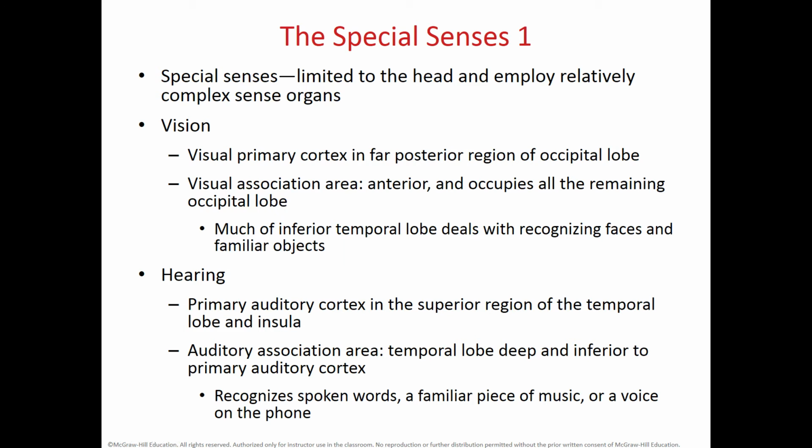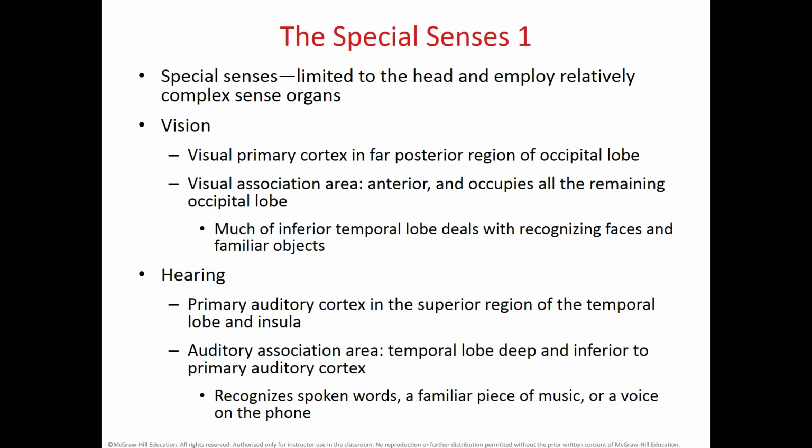Now for the special senses. They are limited to the head, and they employ relatively complex sense organs like vision. Vision is visual information that is processed within the primary visual cortex and also within the visual association area. And it's important so you can recognize faces and familiar objects.